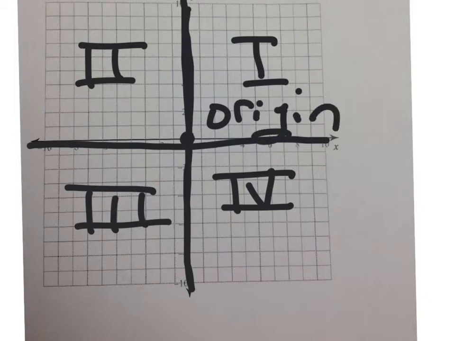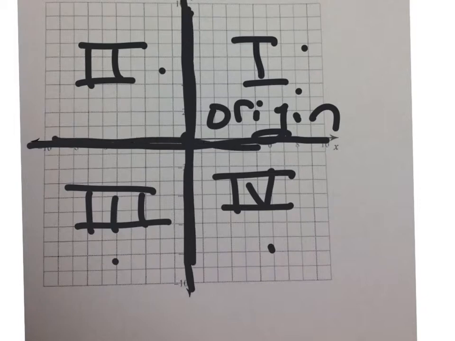Okay, so points are either in quadrant 1, quadrant 2, quadrant 3, quadrant 4, the y-axis, the x-axis, or on the origin.